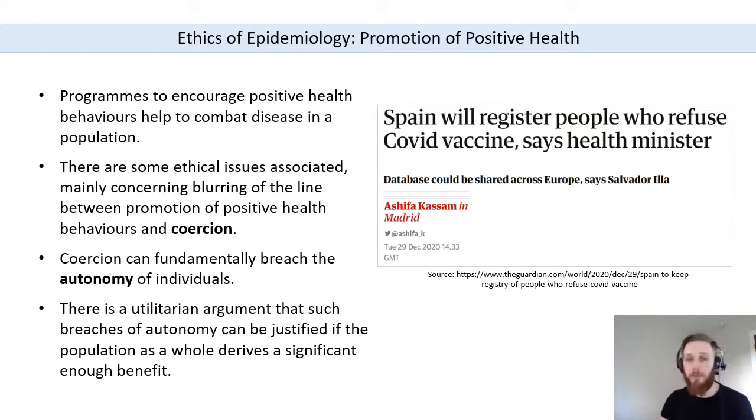This makes me pretty uncomfortable. It should make most people uncomfortable, really. This is really walking on that line between the encouragement of positive behaviours and coercion. This is really right on the line. It's a really tricky one, because you can understand from an epidemiological perspective what they're trying to do.